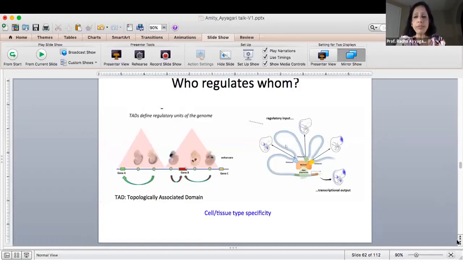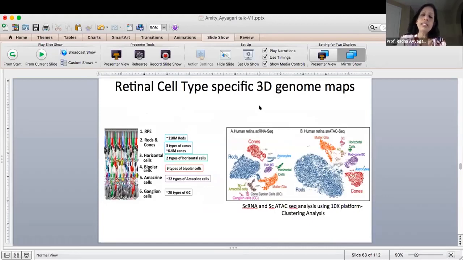So from that point of view, we are trying to understand the retina. The retina has, as I said, several different types of cells. Among these cells there are 6 major types, and then there are several subtypes, and there are about 125 million cells in the human retina. Each type has its own type of TADs and its own regulatory mechanism. And we have not understood the regulatory profile and the 3D genome of retinal cell types.